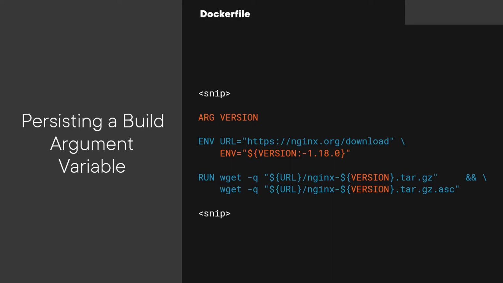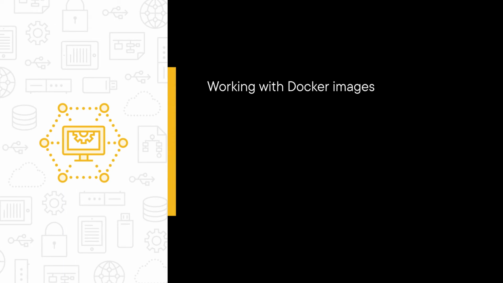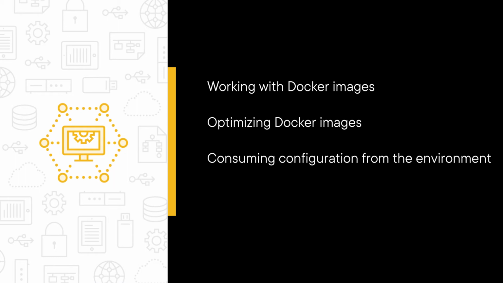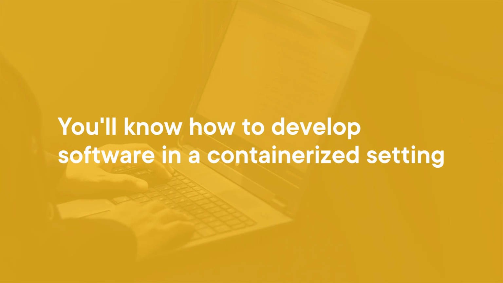This course explores the core principles associated with developing containerized software application services. Some of the main topics we'll cover include working with Docker images to suit different programming language types, using best practice to optimize Docker images for size and efficiency, consuming configuration from the environment, and debugging containerized apps from within an IDE. By the end of the course, you'll be equipped with the core principles that are needed to develop software applications in a containerized setting.